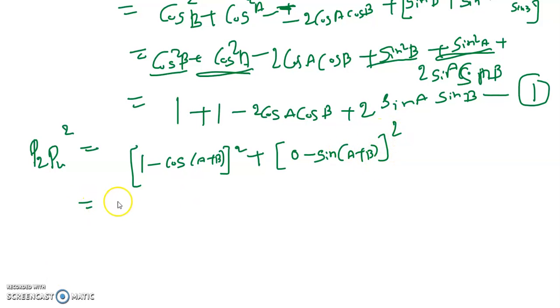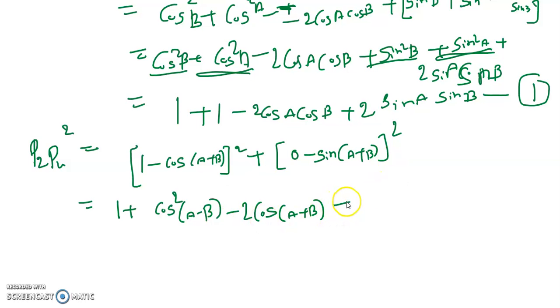Let me expand it by the formula A minus B whole square. 1 plus cos square of A plus B minus 2 into cos of A plus B. Then plus, anyhow there is 0 square, 0 minus sin of A plus B means minus sin of A plus B, minus the square means it becomes plus. So I am left with only sin square of A plus B. What we have? Cos square of A plus B, here plus sin square of A plus B.